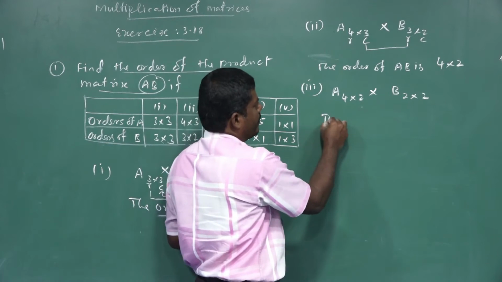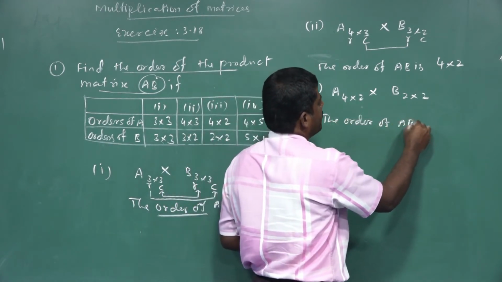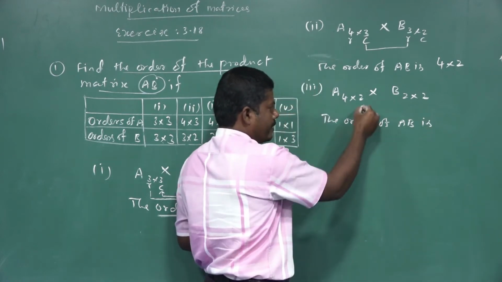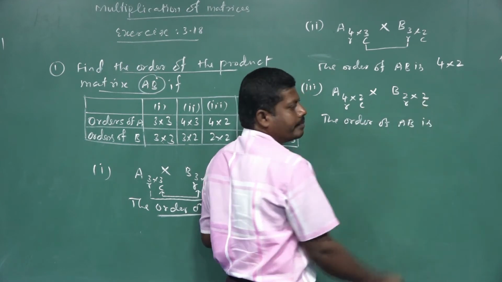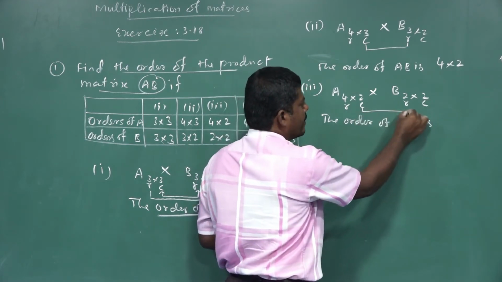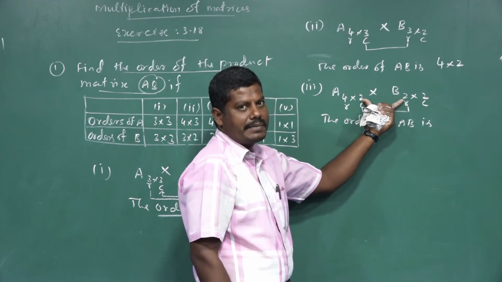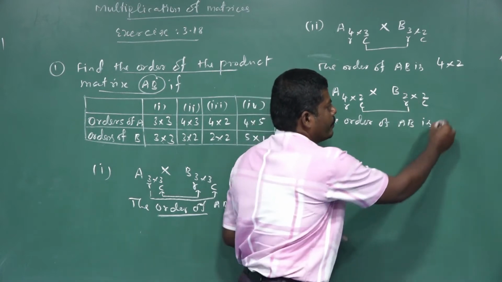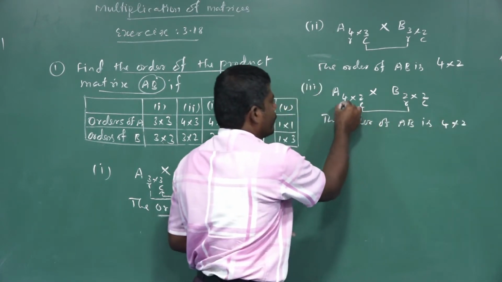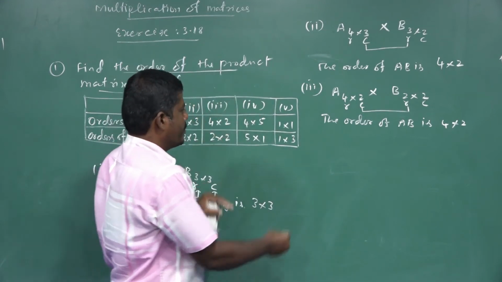So the order of AB is, this is row, this is column. This is row, this is column. So this column is equal to row. 2 is equal to 2. Therefore matrix multiplication is possible. Our result order will be 4 by 2. Understand? Next question number 4.